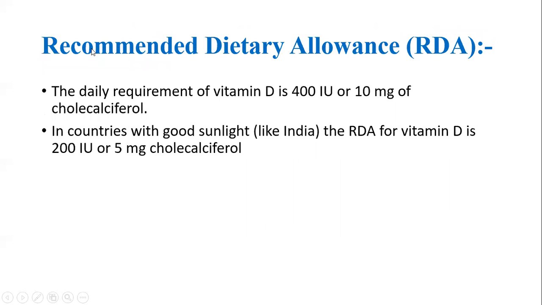Now we're discussing the recommended dietary allowance, that is RDA. The daily requirement of vitamin D is 400 international units or 10 micrograms of cholecalciferol. But in countries where good sunlight is present, like India, the RDA of vitamin D is reduced to half, that is 200 international units or 5 micrograms of cholecalciferol.